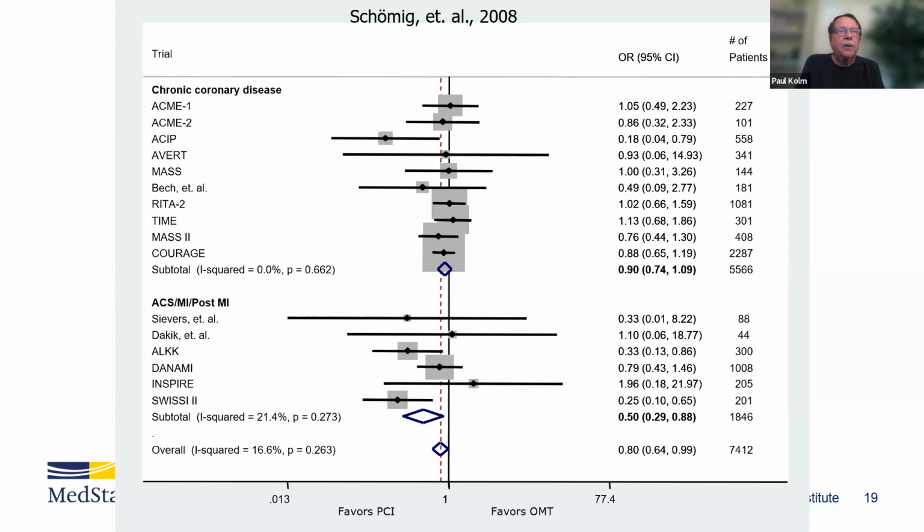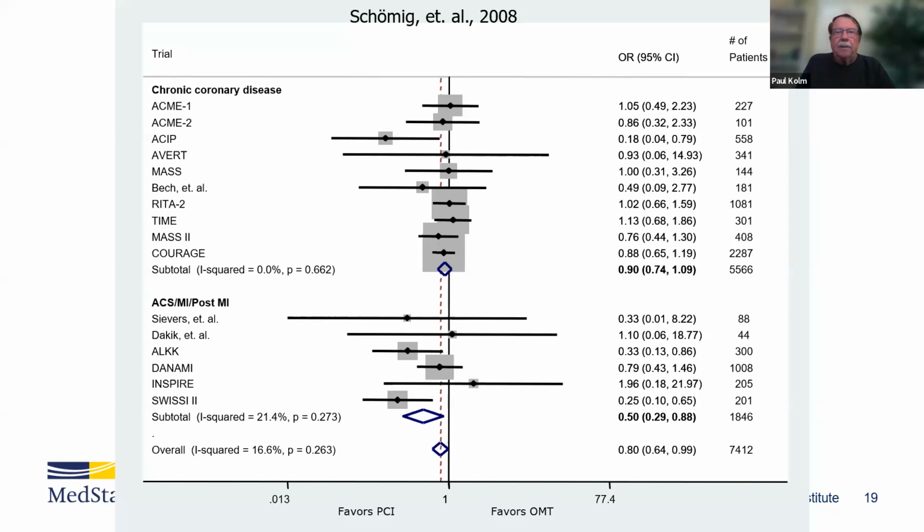Note a couple of things here. The I-squared with the CAD studies is 0, which means whatever differences there are is just due to random sampling variability. For the post-MI studies, the I-squared is 21%. Again, that's not statistically significant, but you have to decide, is an I-squared of 20% meaningful or not?